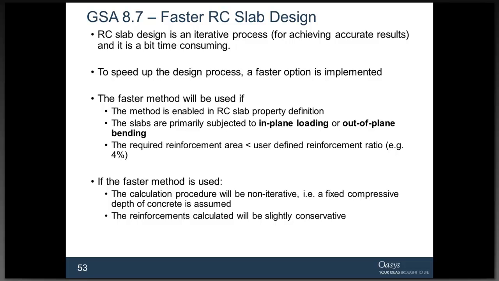If the fast method is used, you should know it is not an iterative method, so that's why it is faster. And the reinforcement calculated will be slightly conservative, maybe 1, 2, 3% higher than required.